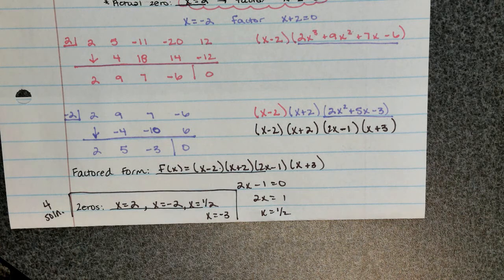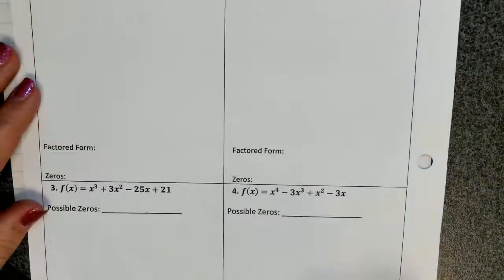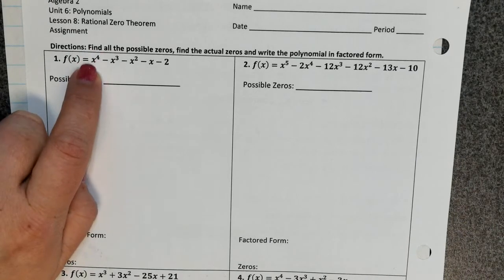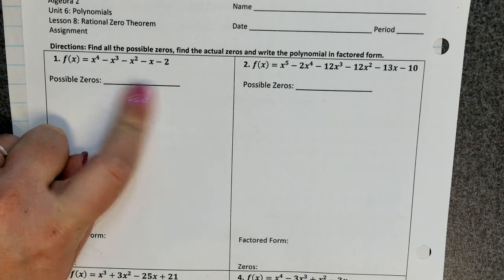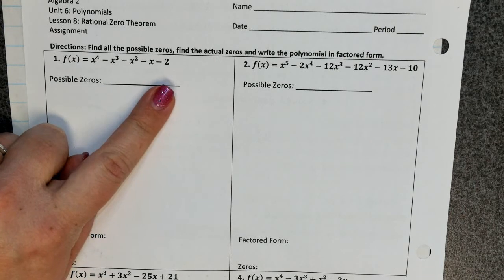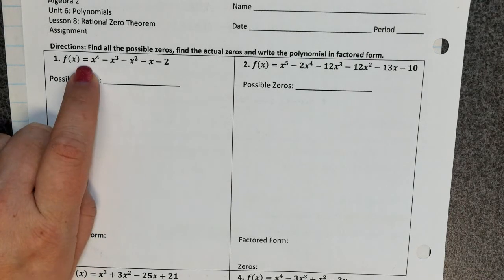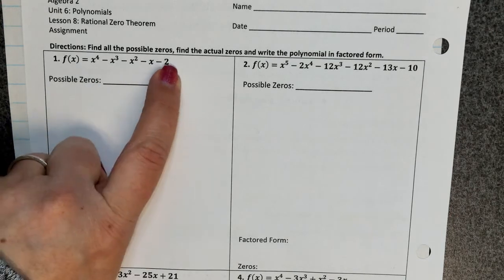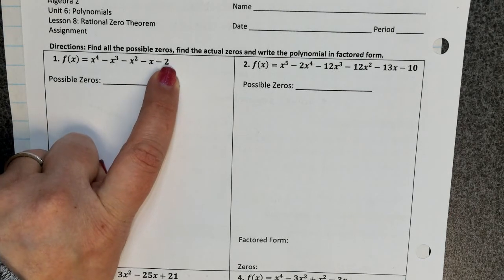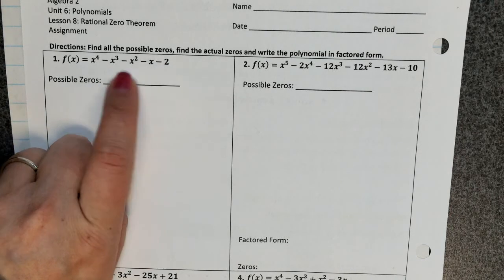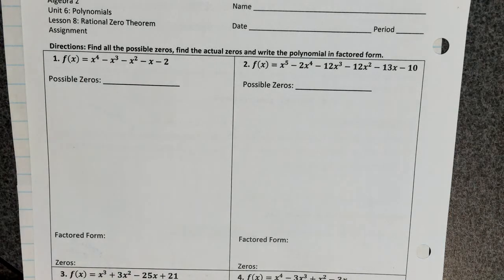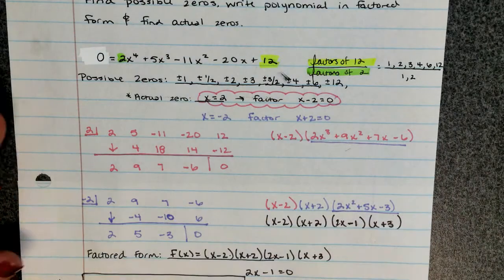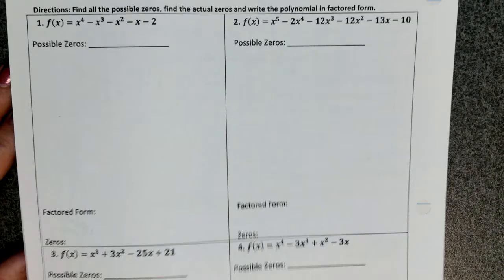There are 4 problems on the back of your assignment. And as I said, it was nice because the leading coefficient is 1. So it makes your possibility of zeros a lot less than a big giant list. It also means you won't have any fractions because they're just going to end up being the list of factors of this over the factors of 1. Well, the factors of 1 are just 1. Okay? So you're going to do the same thing that we did here.